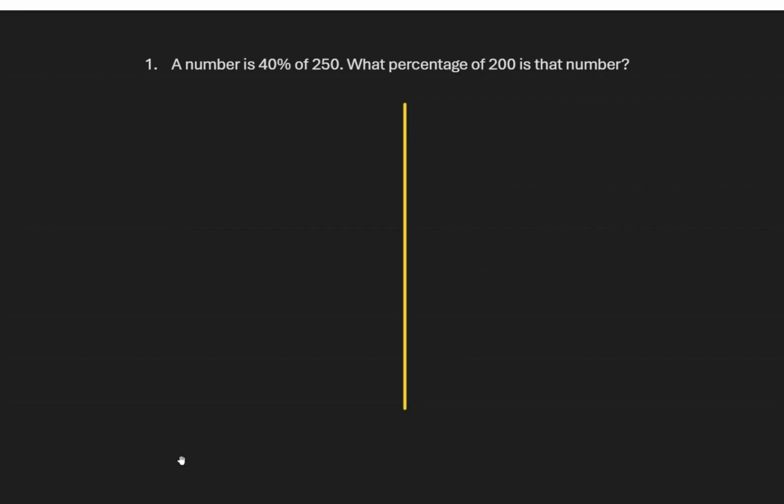The first question. A number is 40% of 250. What percentage of 200 is that number? So the first question is, do we know the number that is 40% of 250? No. So let a variable, say x, represent that number.